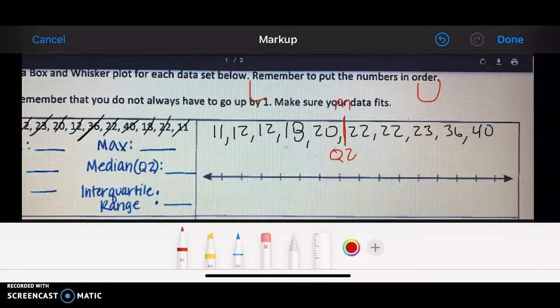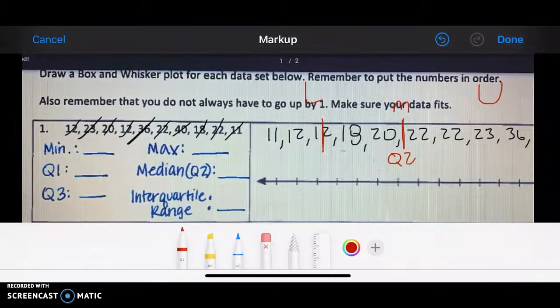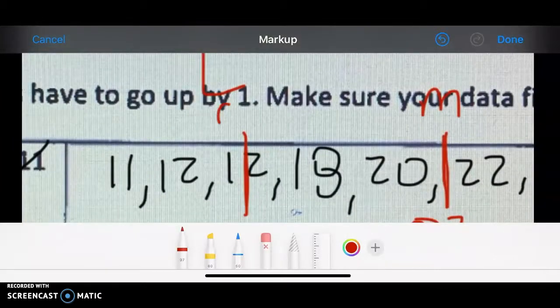All right, so now I'm going to go to the left, meaning the lower half. We've got 11, 12, 12, 18, and 20. So that's 5 numbers. So that means the third number is going to be the middle number. We could also mark out like this until we get to the middle. But because I know that there's 5, that means it's going to be the third number right there. And I'm going to put my line over that number. Okay? That is known as quartile 1, meaning that is the first quarter.